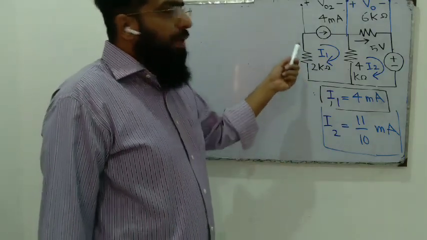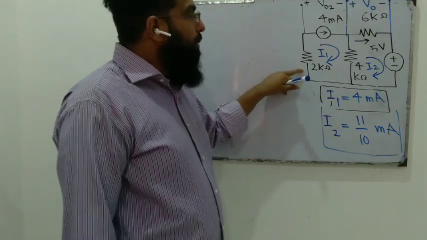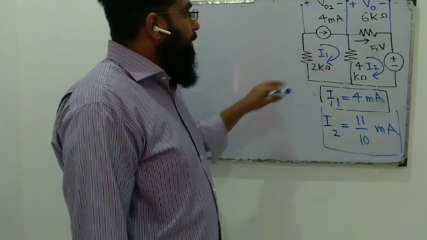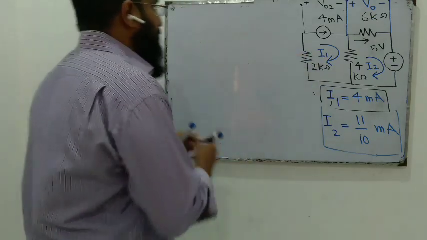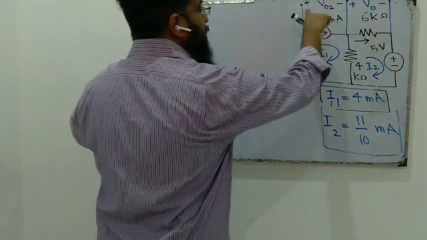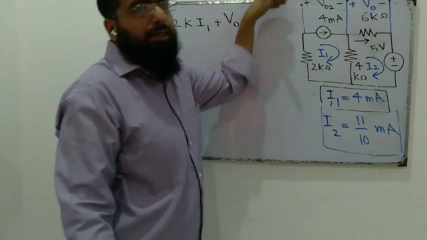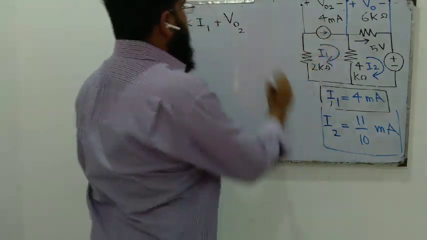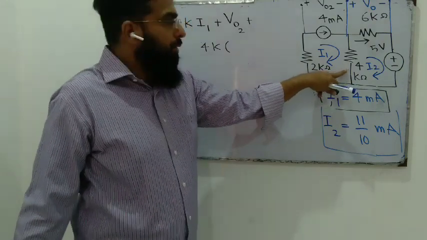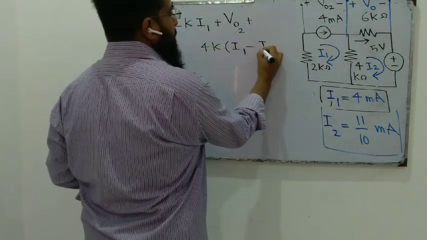So, in order to find the voltage drop across it, we have to write a KVL equation for loop number 1. In loop number 1, we have three components: this 2k resistor, this 4 milliampere current source, and this 4 kilo ohm resistor. The first term is 2k times I1, the voltage drop across the 2k resistor. Since we have to find the voltage drop in this direction, this is plus V out 2, because the current enters from the positive side. Plus 4k times: I1 is going downwards, I2 going upwards. Since we are in loop number 1, this is I1 minus I2.